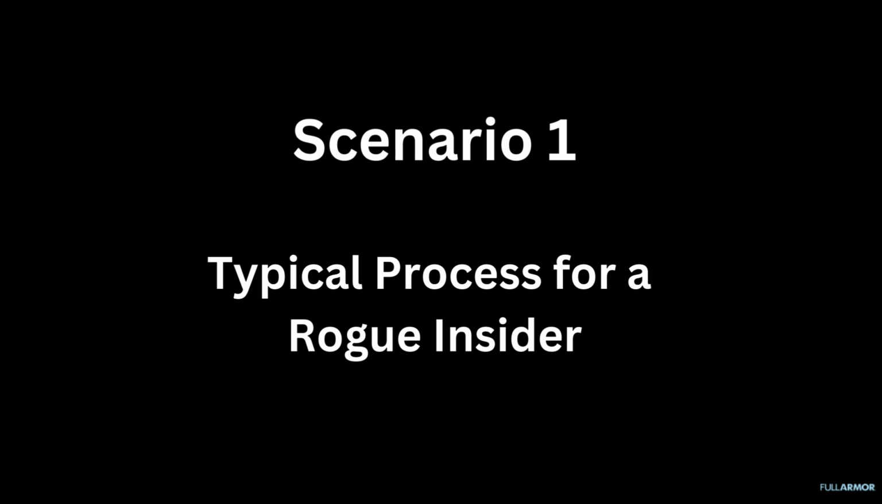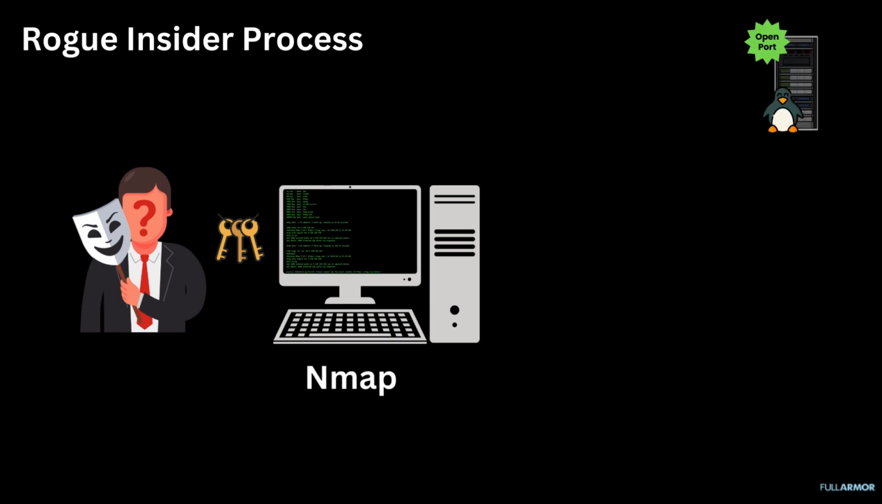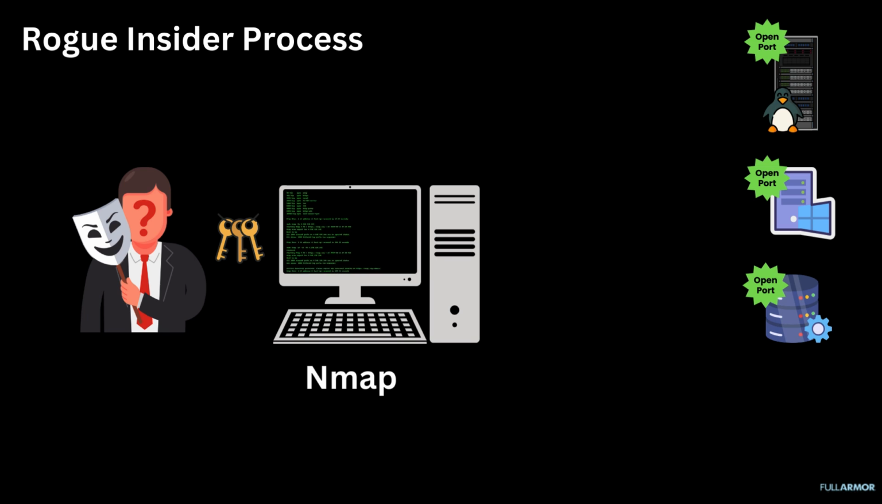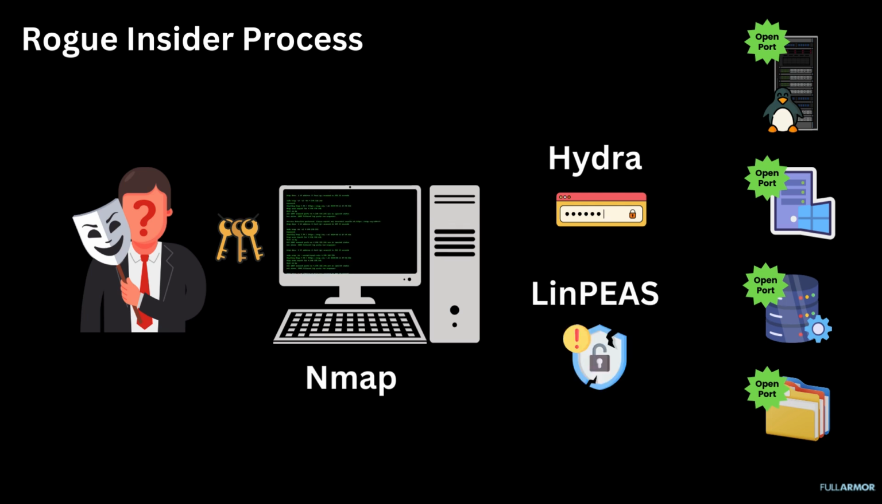Okay, scenario 1. Typically, the rogue insider who has network credentials will try to employ a few hacking tools to scan the network and find the valuable resources. One tool, called Nmap, is a scanning tool that finds services and applications with open listening ports. Once they find the services with Nmap, they can use a tool such as Hydra to attempt to crack the passwords to gain access, and LinPEAS on Linux to identify vulnerabilities and move laterally.